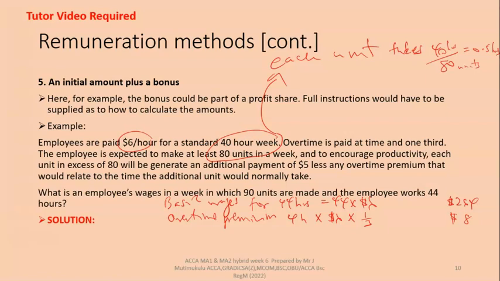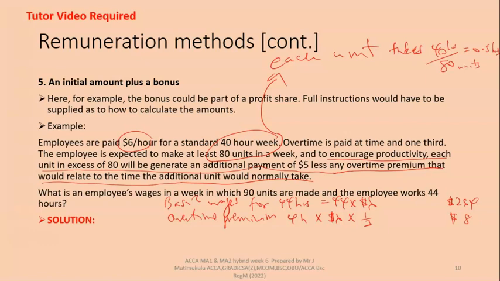Employees are paid $6 per hour for a standard 40-hour week. Overtime is paid at a time and a third. The employee is expected to make at least 80 units in a week, and to encourage productivity, each unit in excess of 80 will generate an additional payment of $5 less an overtime premium that would relate to that time the additional unit would normally take.